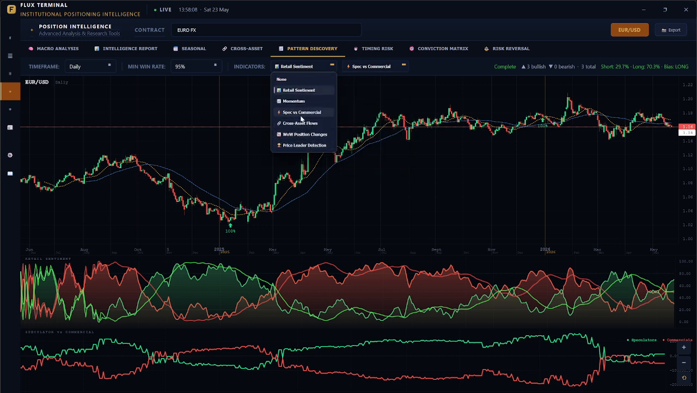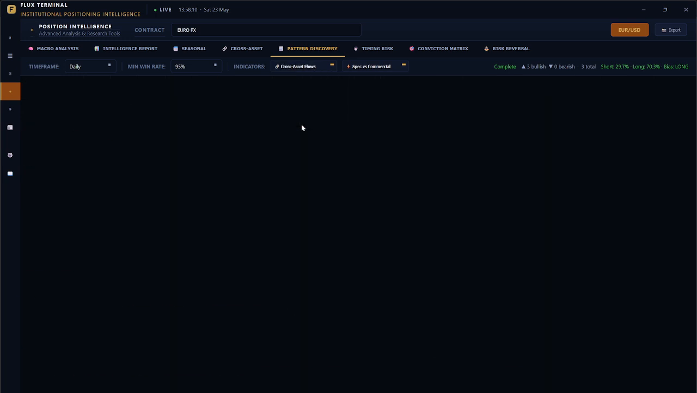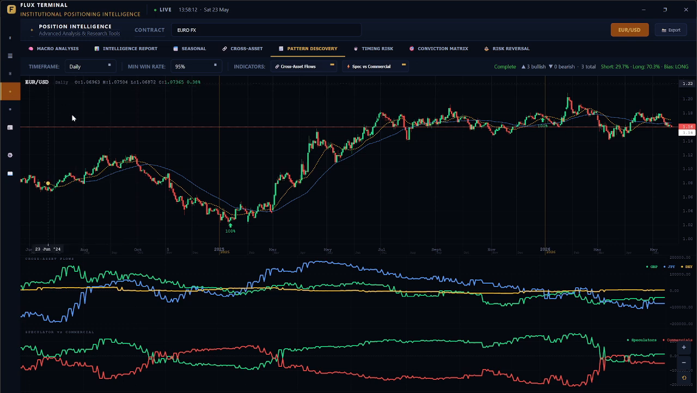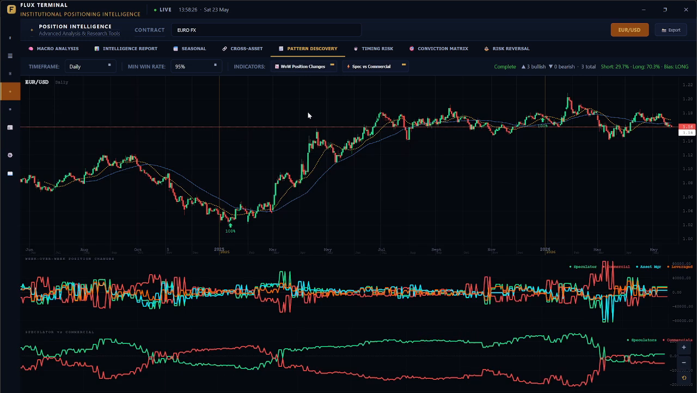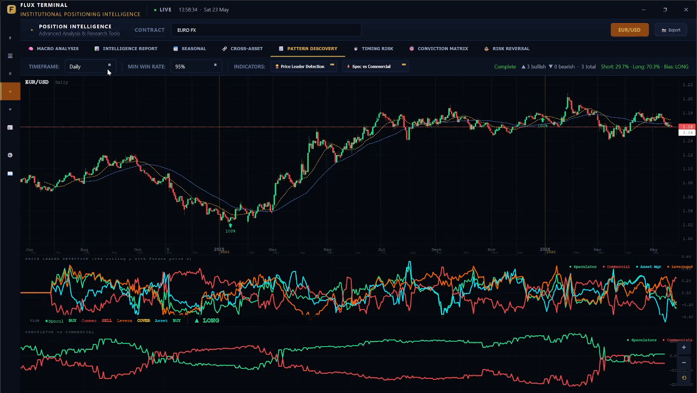Or I can go with the cross assets. So once you select your USD, what are the other assets affecting your USD? We have British pound, Japanese yen, and dollar index. And also we have another indicator, which is week over week position change, how the positions are changing, and the price leader detection, who is leading the price.